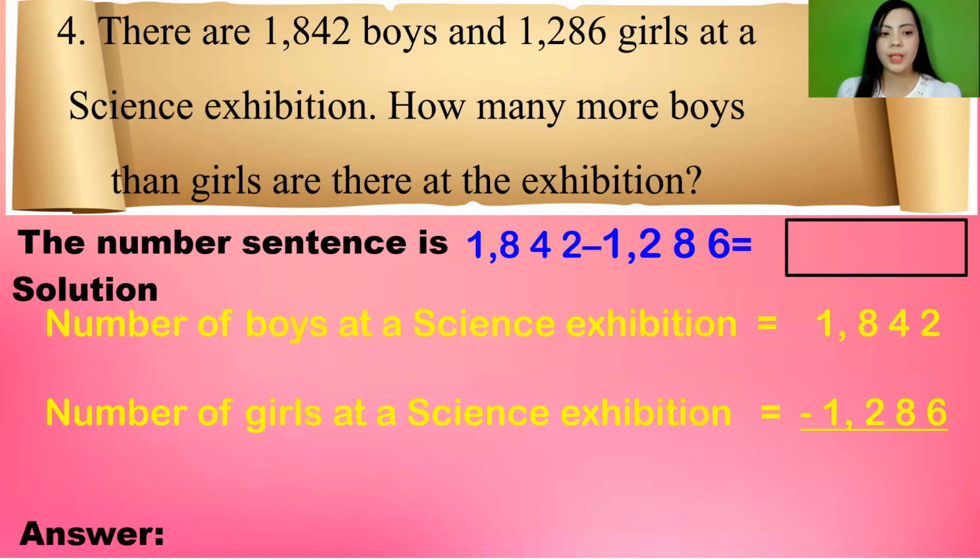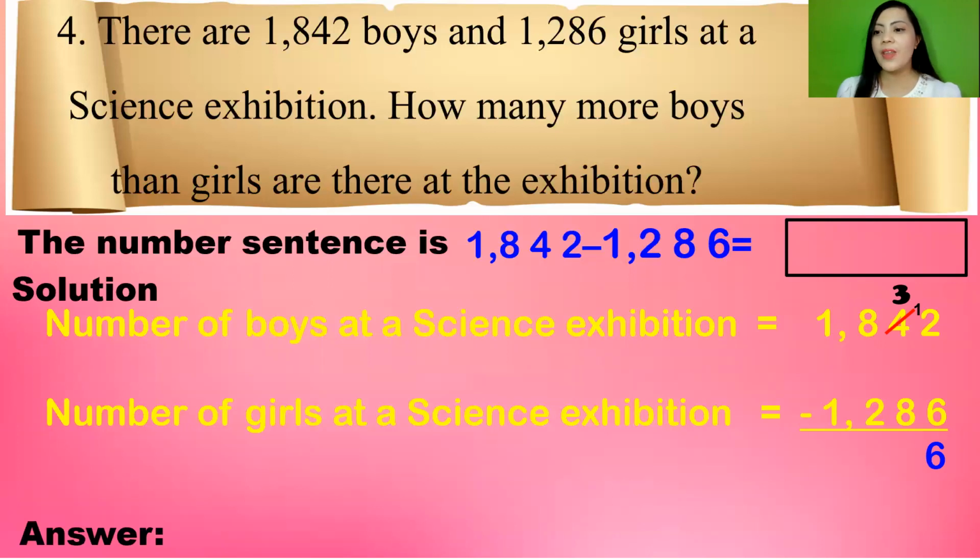The solution. Number of boys at the science exhibition equal to 1,842. Number of girls at the science exhibition equal to 1,286. All right. So let's minus. Let's start from the ones place. 2 minus 6. Can we minus 2 minus 6? No. So what are we going to do? We need to borrow from the tens place. Borrow 1 from the 4. So 4 becomes 3. Right? So now we can minus 12 minus 6 is equal to 6.